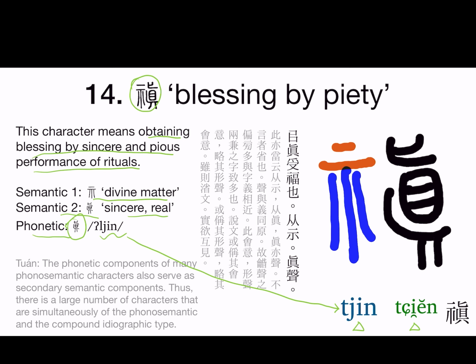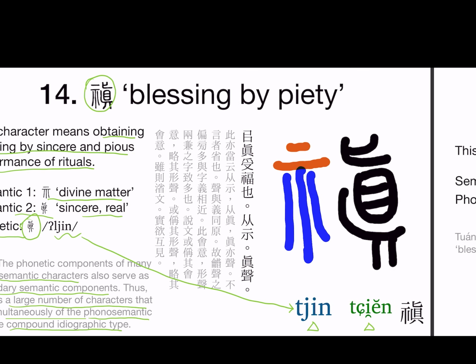According to the commentator Tuán, the phonetic components of many phonosemantic characters, including this one, also serve as secondary semantic components. And therefore, there's a large number of characters in Chinese that are simultaneously of two types. On the one hand, they are of the phonosemantic type, and on the other hand, they are of the compound ideographic type because they have two semantic components, both of which contribute to the meaning of the character.